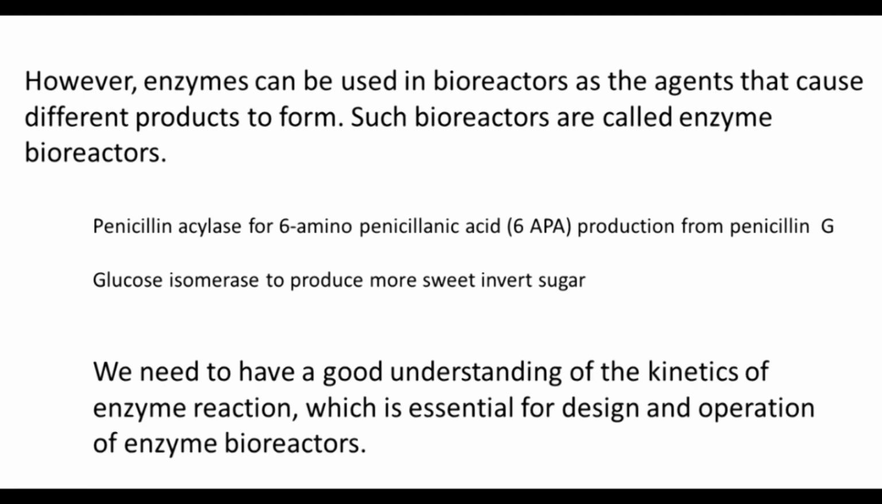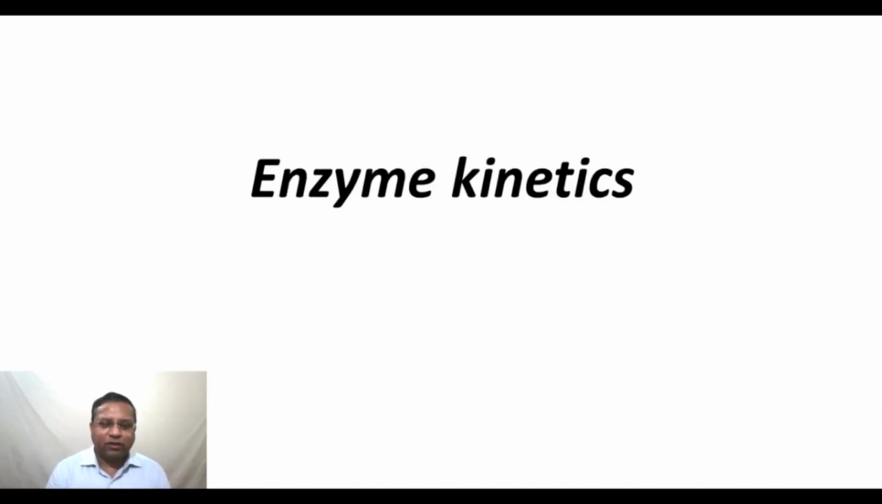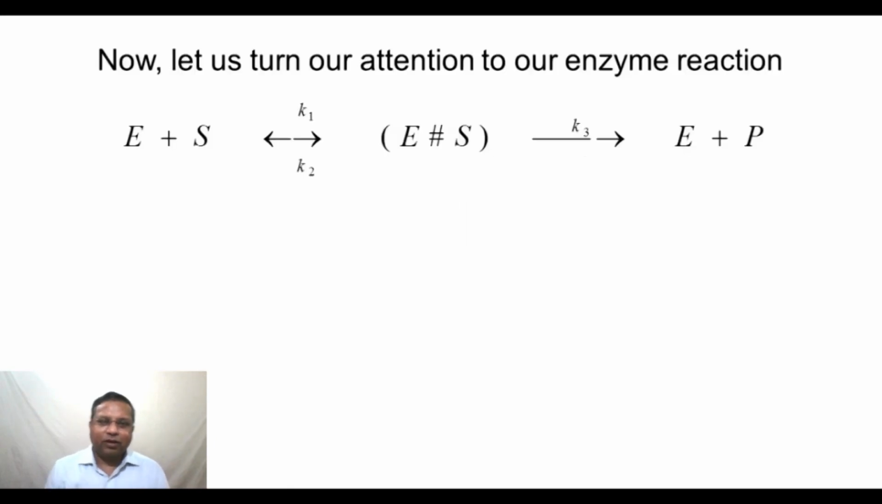And as before, we need to have a good understanding of the kinetics of the enzyme reaction. Earlier we looked at the kinetics, the rates of growth and the rates of product formation. Here we need to have a good understanding of the kinetics or the rates of enzyme reaction, and they become essential in the design and operation of enzyme bioreactors. So we will look at enzyme kinetics predominantly in this particular lecture. Let us make things as simple as possible. Let us see how an enzyme reacts to form the products, how the enzyme mediates the process, how it gets involved in the process.